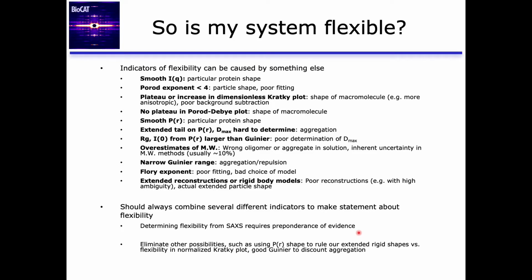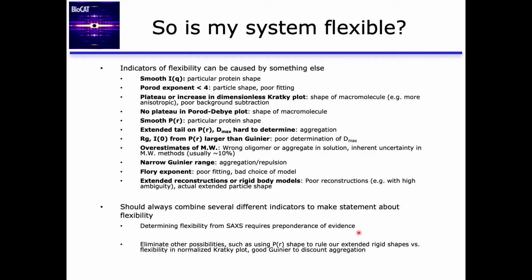So just as an example, suppose you make a measurement. The first thing we usually do is a GAJOE fit. If the GAJOE fit looks good, you can eliminate at least significant amounts of aggregation or repulsion in your system. So now you do a normalized Kratky plot. Suppose that's coming up and leveling off. And you want to know, is that due to flexibility, or is that due to, say, it being kind of disk-like and having this anisotropic shape?